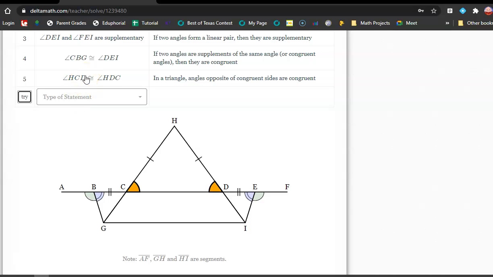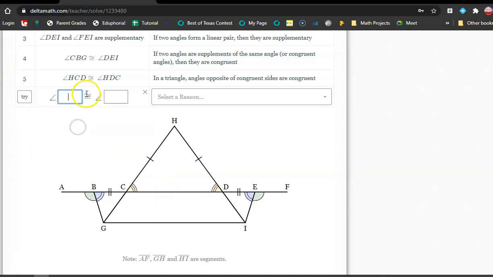And what can I do with that? Well, you know what? This angle is congruent to that angle. Those are vertical angles, aren't they? Yeah, those angles are vertical angles. And those angles are vertical angles. I've got congruent angles there. So let's say we've got some congruent vertical angles.